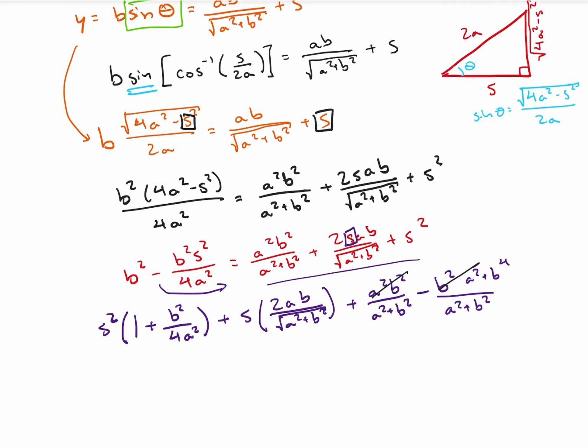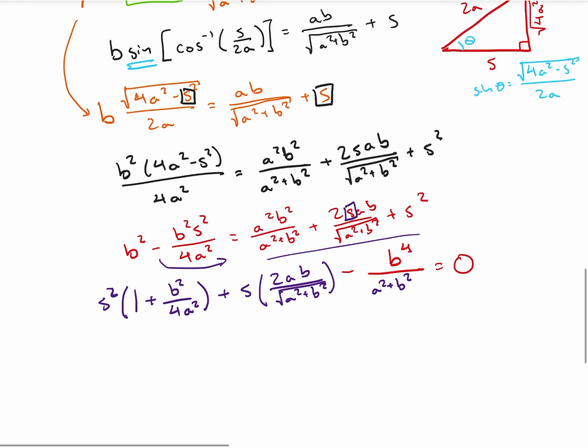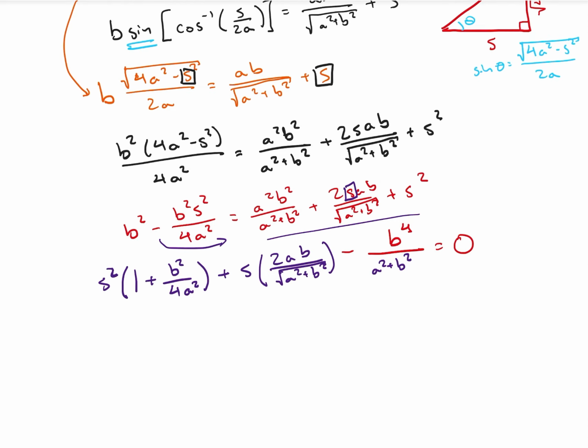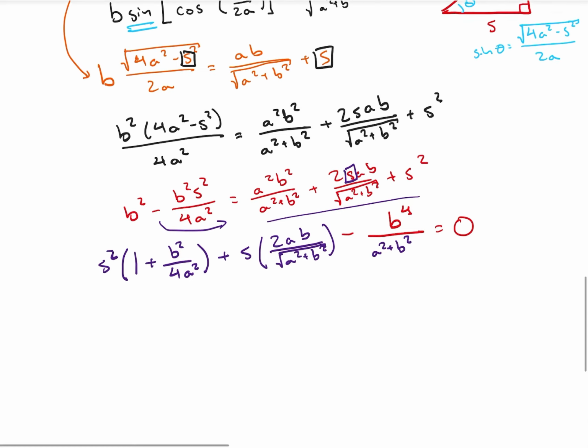And I'm going to be left with, at the end of the day, just b to the fourth over a squared plus b squared, and that's a minus, sorry. So this is going to be minus b to the fourth over a squared plus b squared, and that whole thing is going to be equal to 0. And hopefully somebody found a better way to do this, but I'm going to go ahead and do the wonderful quadratic formula on this guy. So let's go ahead and work that out.